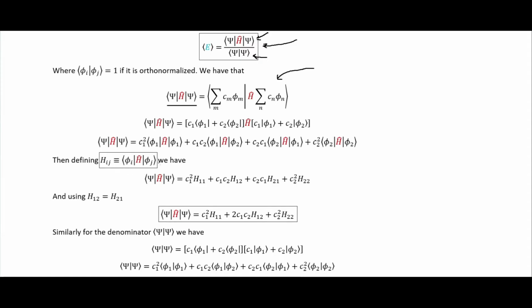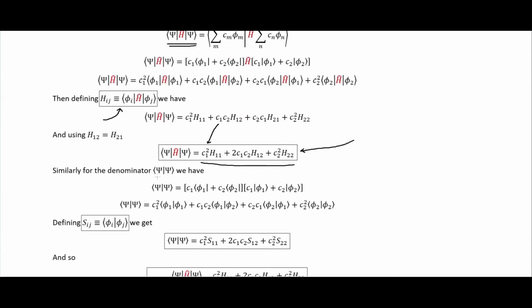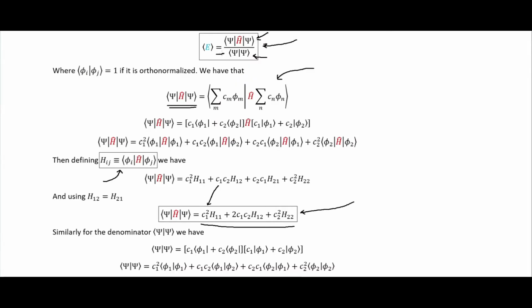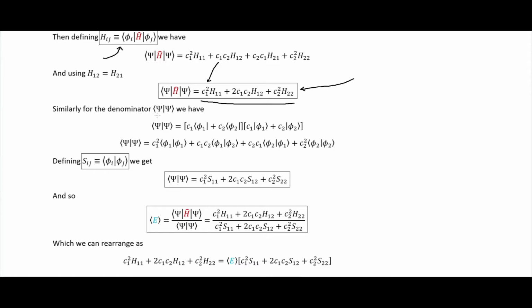After we make this definition right here, we end up with this. So this is our linear combination, where these C's are the coefficients that tell us the contribution of each of these. Then we do the same thing for the denominator of this up here. We make this substitution, we define this right here, and so we end up with this, and now instead of these H's that we have up here, we have these S's.